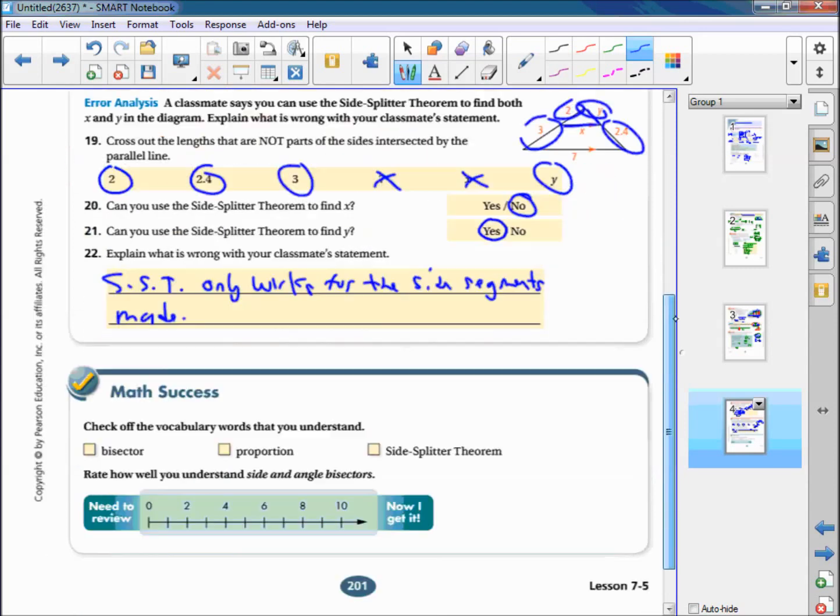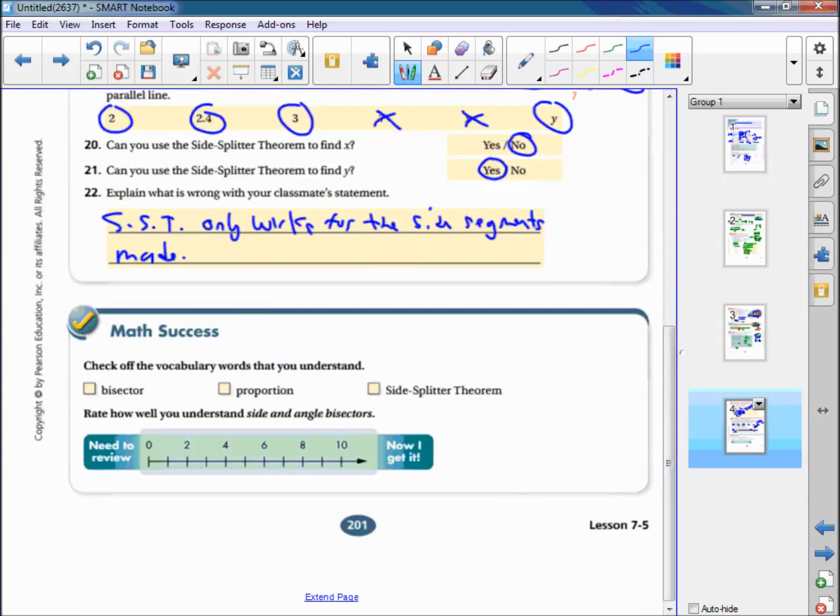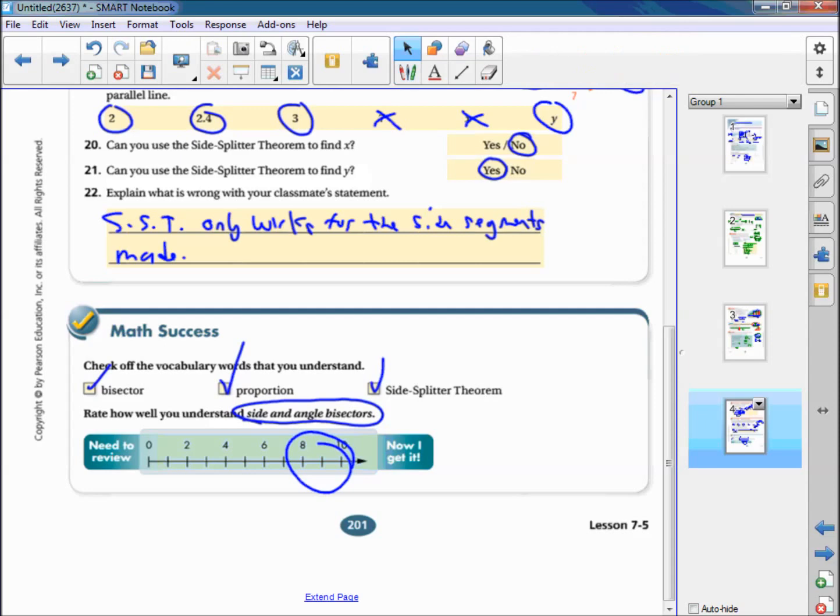All right, so this concludes chapter 7 for us. Check out the vocabulary words that you understand. Hopefully you're pretty good at bisector. You've been doing that one for a while. We've definitely been doing proportion for a while. And the side splitter theorem, you might need to go back and study a little, and you should definitely make a flashcard for memorizing this for our test. If you're not there yet, go back and watch the video a little bit. How do you understand side and angle bisectors? How does the side splitter theorem work, and its corollary? I'll see you in class next time for some practice, and then we'll study for our test.